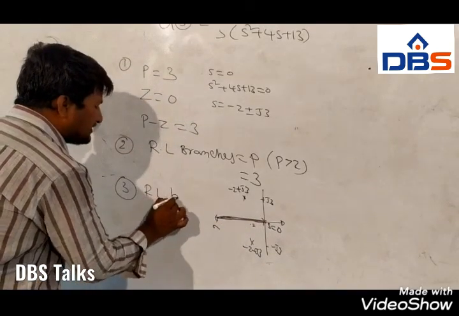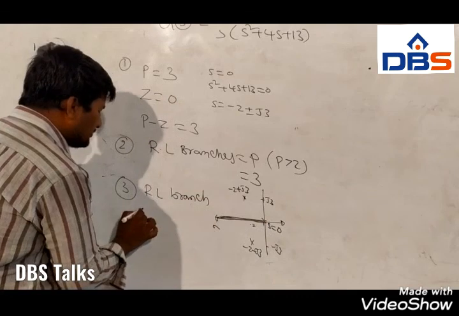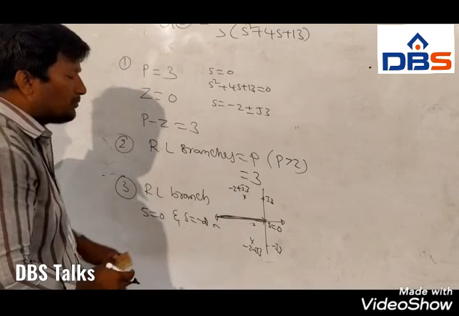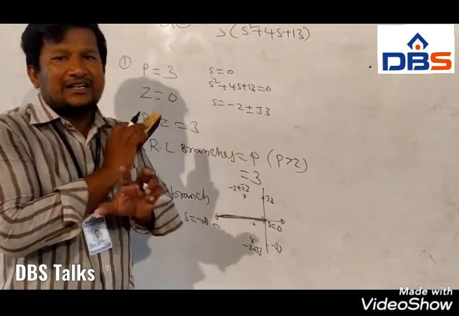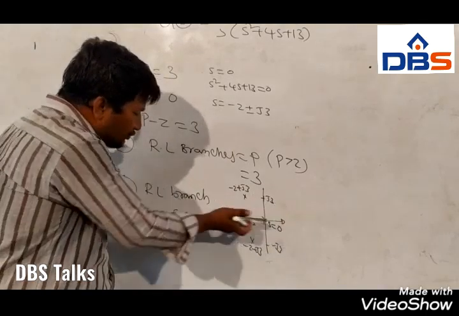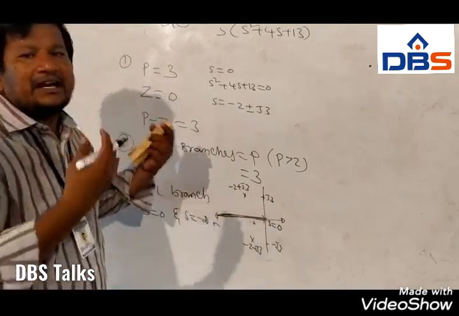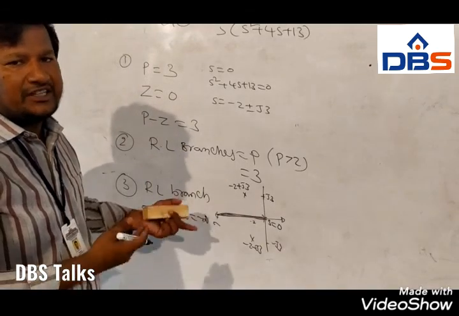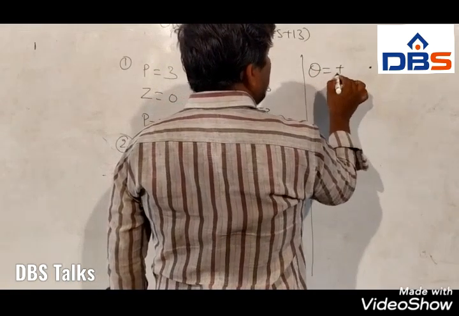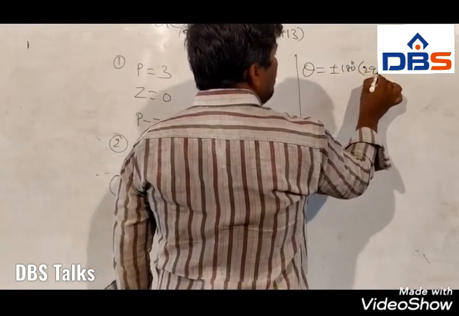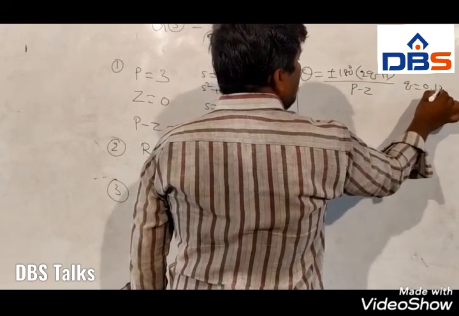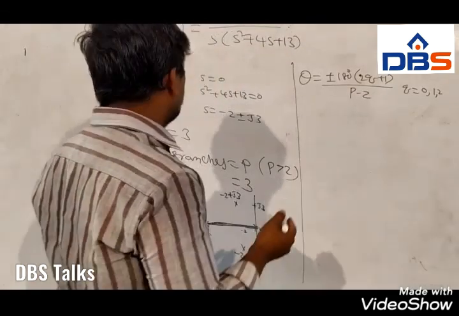So the root locus branch exists completely between s equal to 0 and s equal to minus infinity for this problem. Why? Because the complex poles are not considered, only one pole counts, so the total negative real axis is a complete branch. And next, find the asymptotes as usual: plus or minus 180 degrees into 2q plus 1 divided by p minus z, where q is equal to 0, 1, 2 and p minus z is 3 as usual.